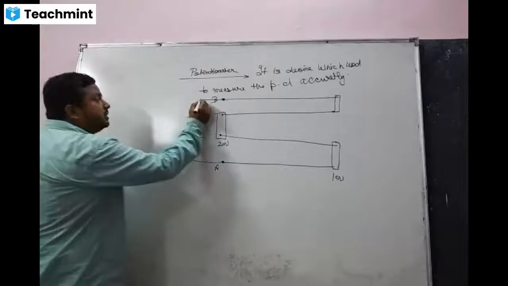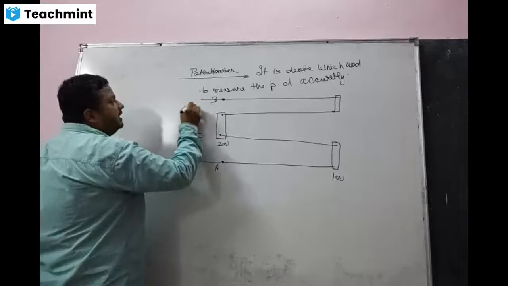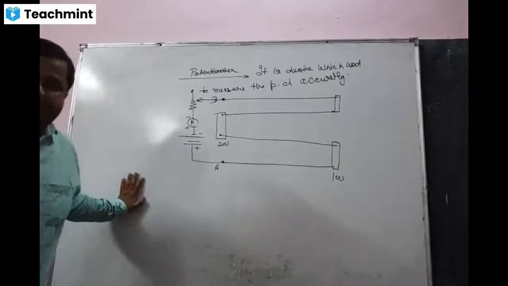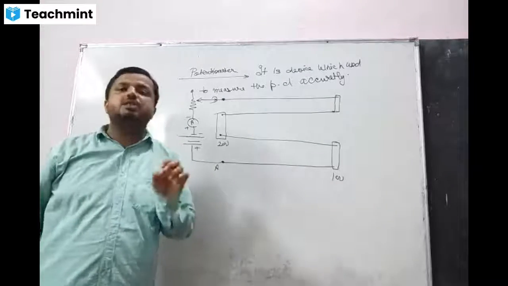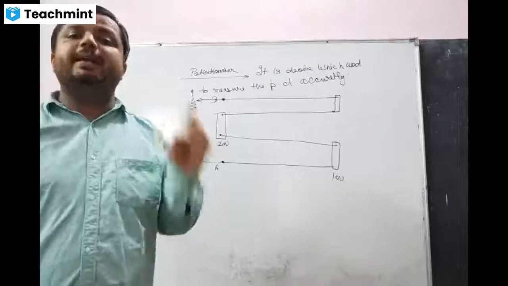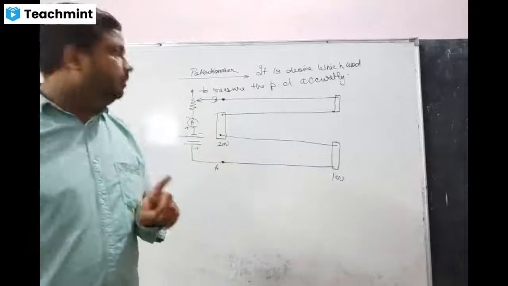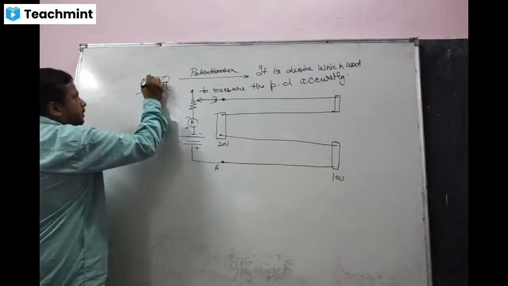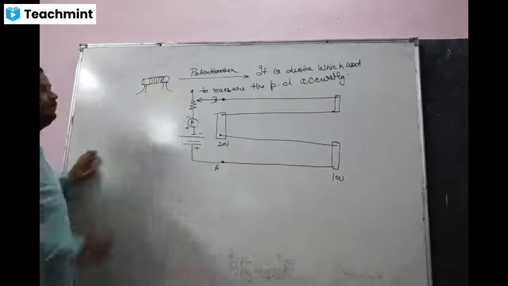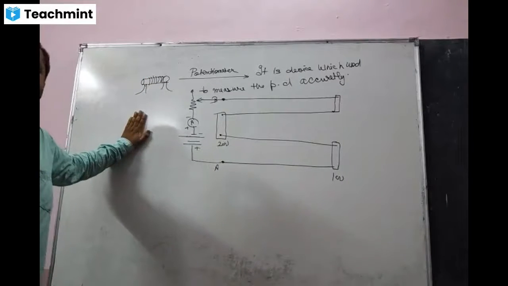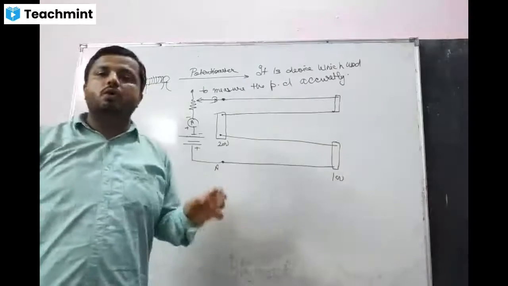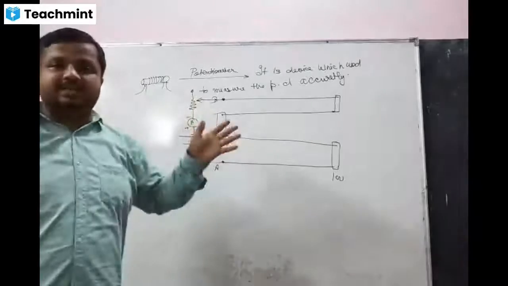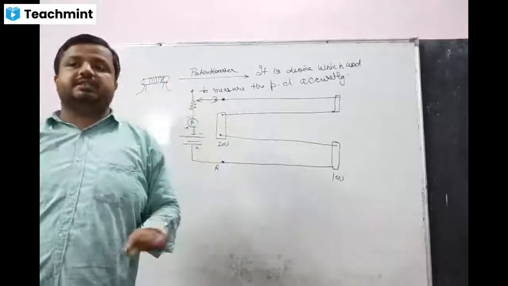And one rheostat. What do you mean by rheostat? Rheostat is a device which is used as a variable resistance. This type of equipment is in the lab. We use a rheostat where the value of resistance changes.